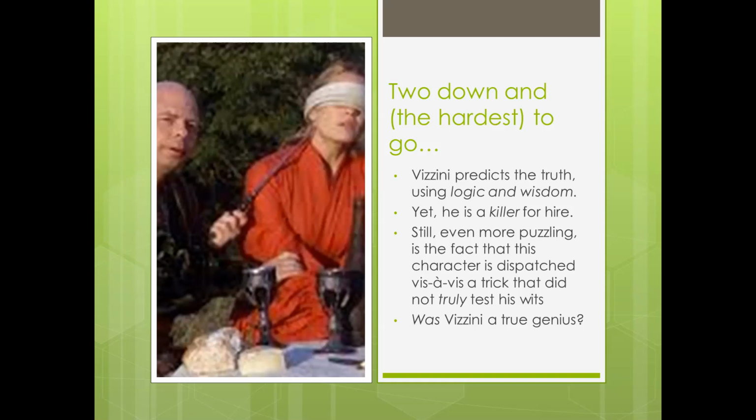He comes upon Vizzini and Buttercup in a sort of picnic-like environment, much like the film adaptation, except it occurs at nighttime. So this is all under the baleful view of a bright full moon. Vizzini explains that he predicts the truth. He is not a mind reader, as some people believe him to be, but that he predicts the truth using logic and wisdom. Now, we've seen him do this a couple of times.